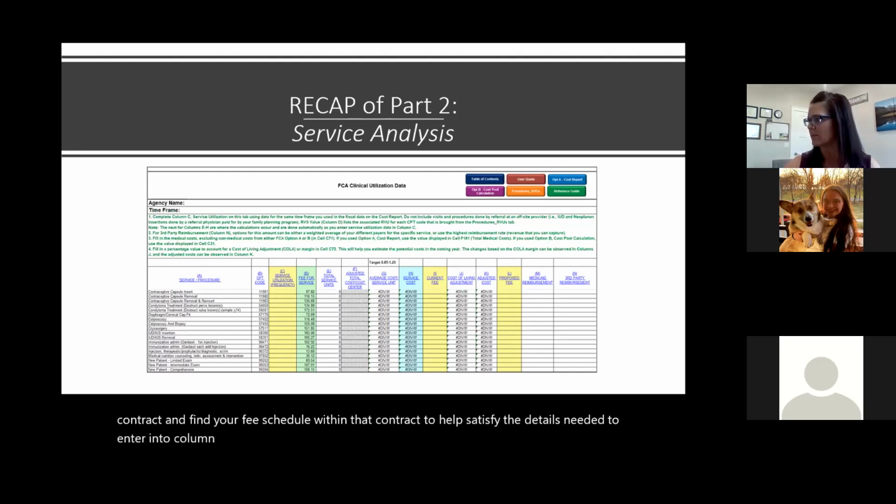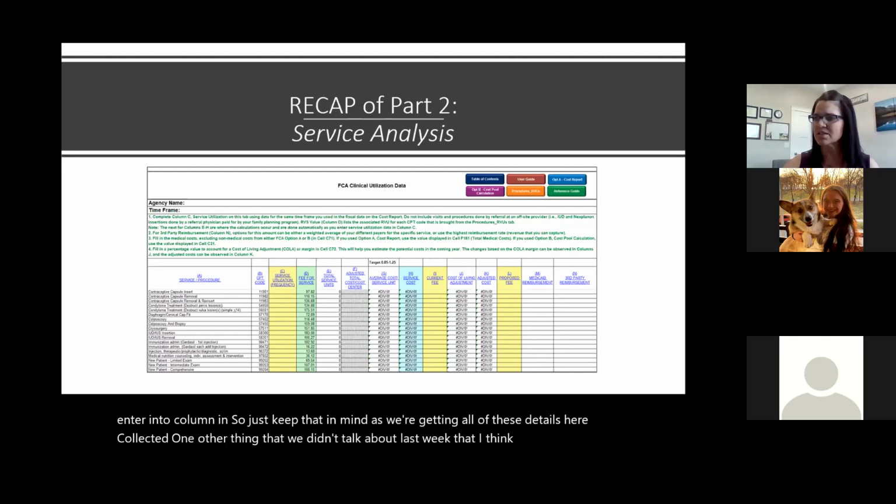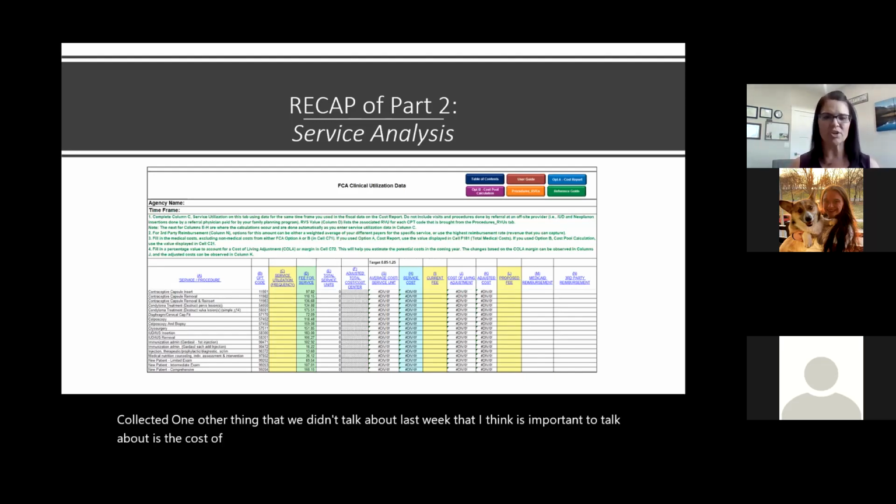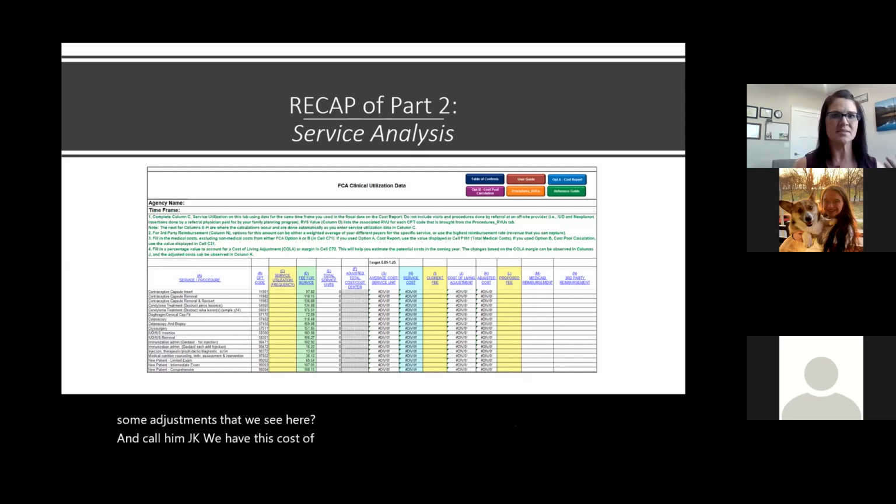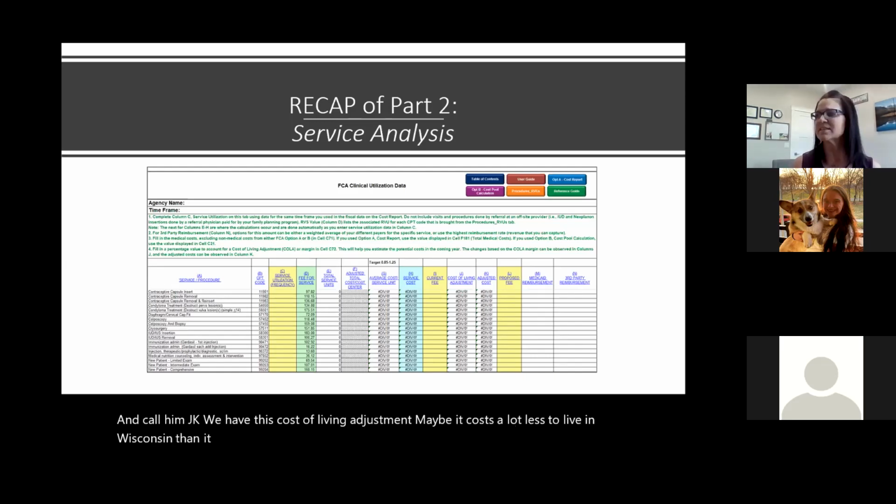So just keep that in mind as we're getting all of these details collected. One other thing that we didn't talk about last week that I think is important is the cost of living margin, that COLA margin. This definitely impacts the adjustments that we see here in columns J and K. We have this cost of living adjustment. Maybe it costs a lot less to live in Wisconsin than it does in Colorado. I suspect it does. So we're going to see a little bit of a different cost of living adjustment, maybe in relationship to that.